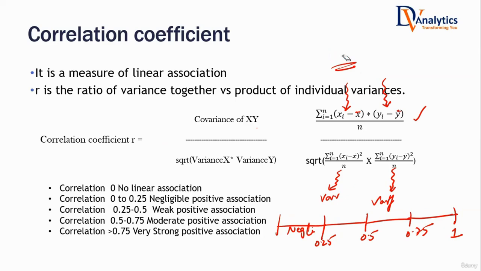Our decision should be driven by the data. Based on the data, we calculate the correlation coefficient and we say whether these two variables are associated with each other or not by looking at the correlation coefficient.